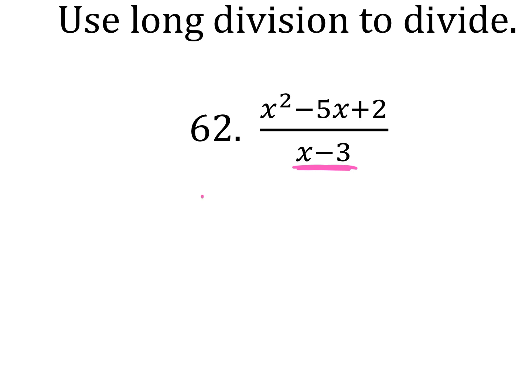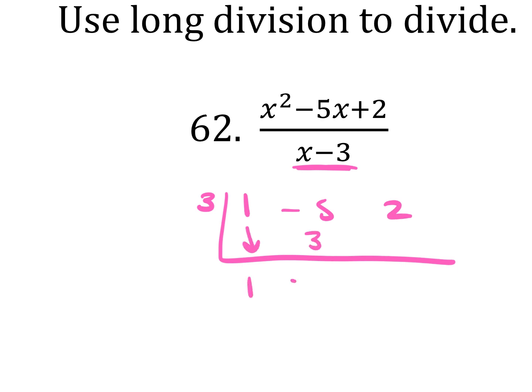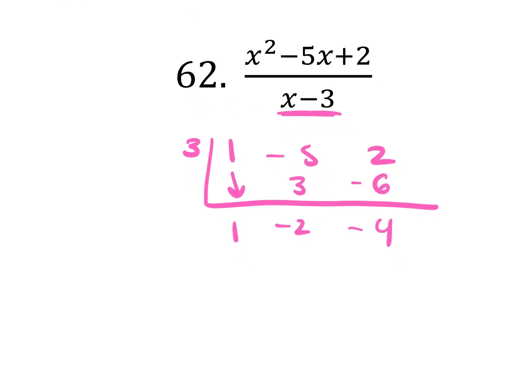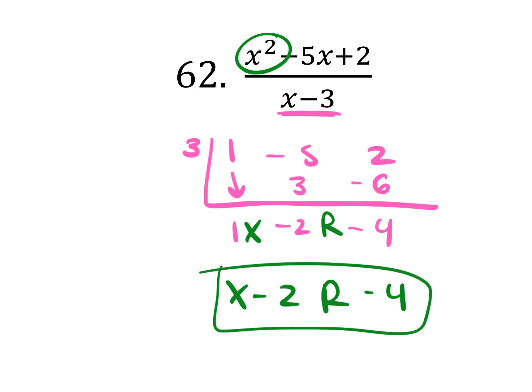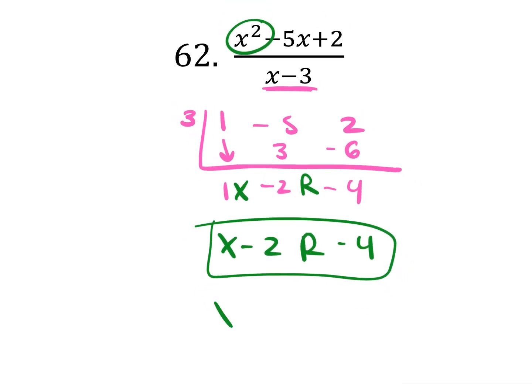So you want to change the sign. So positive 3 is going to go on the outside. Then you have 1, negative 5, and 2. Drop down the 1, negative 2. This would be negative 6 and negative 4. So if I started with x squared, what's my answer going to start with? x minus 2, and the last number is our remainder. So x minus 2, remainder negative 4. But you can write your remainder like that. If it was a multiple choice question, you might also see it like minus 4 over x minus 3.